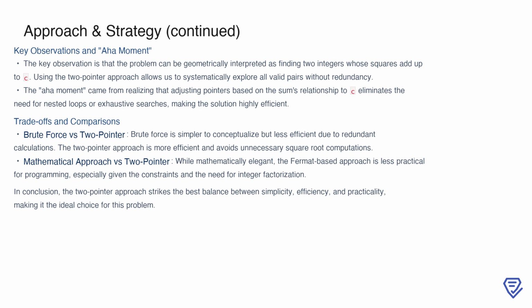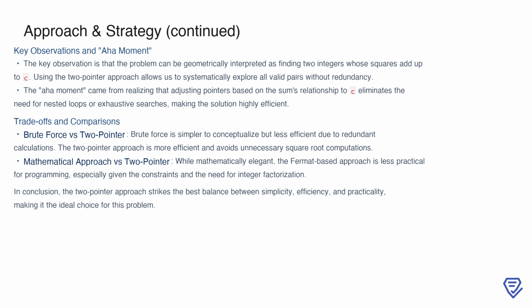Comparing the two-pointer approach to the alternatives highlights its strengths. While the brute force method is simpler to conceptualize, it suffers from redundant calculations and higher computational overhead. On the other hand, the Fermat-based mathematical approach, though insightful, is less practical for implementation due to its reliance on integer factorization and advanced number theory. The two-pointer approach strikes the ideal balance between simplicity and efficiency.